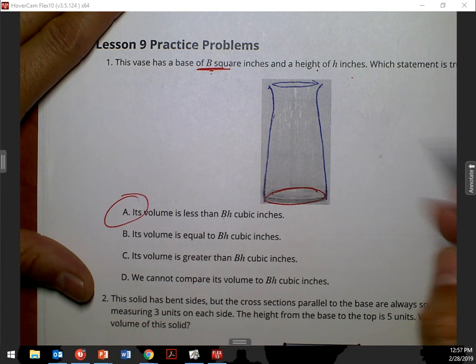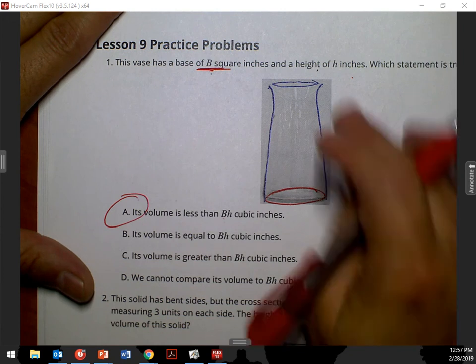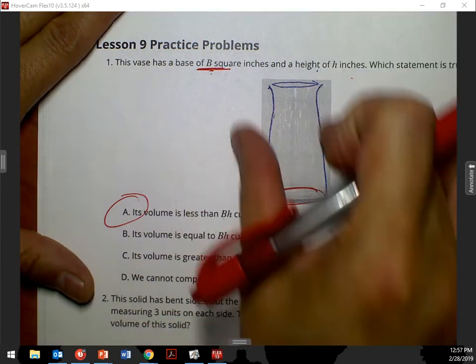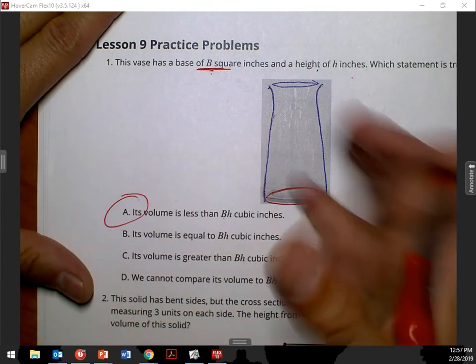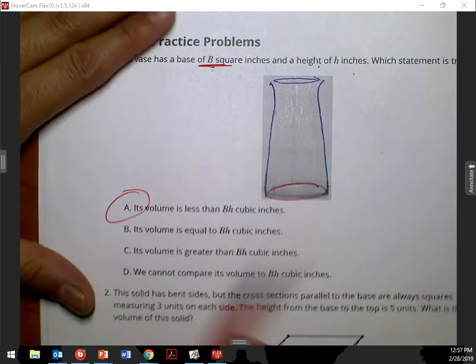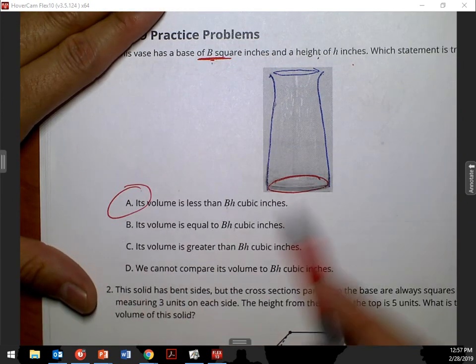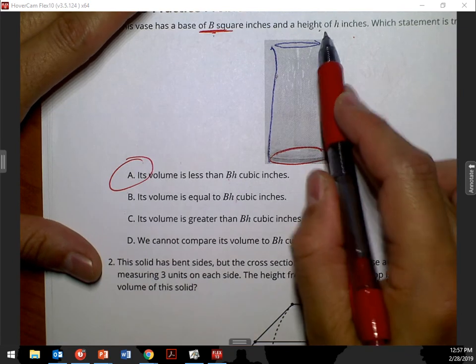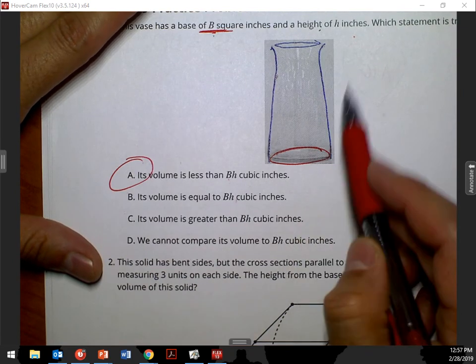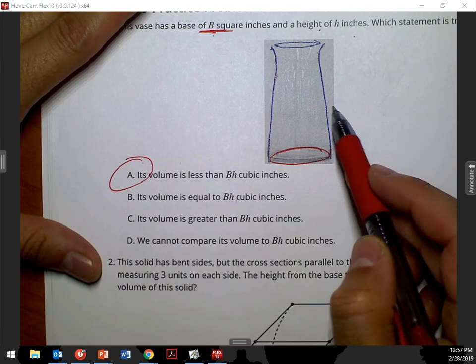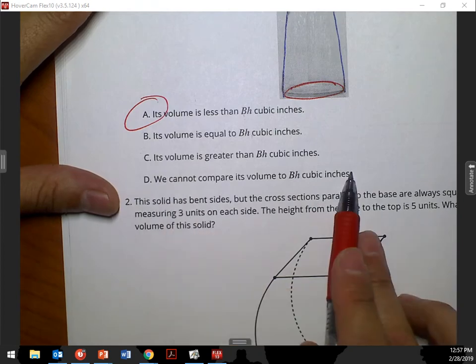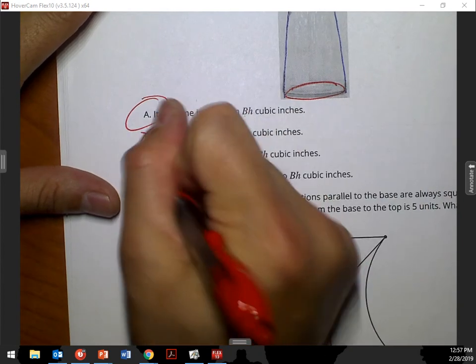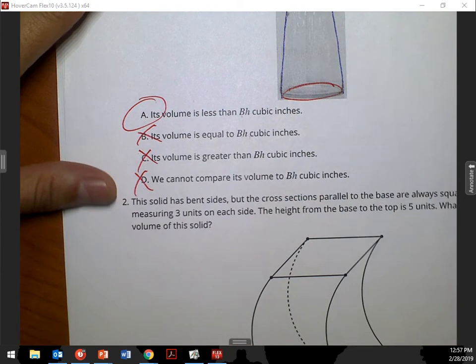This one is going to be true, because if it curves in, is that going to be a smaller volume? Yeah, that's why. Okay, so volume is going to be equal to this. No, because this part curves in, volume is going to be greater. If it curved out, that would be greater, right? Okay. Cannot. Right here, no. So no, no, and no, because we had enough information.